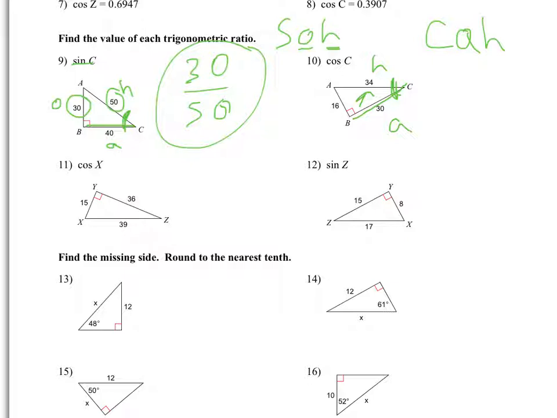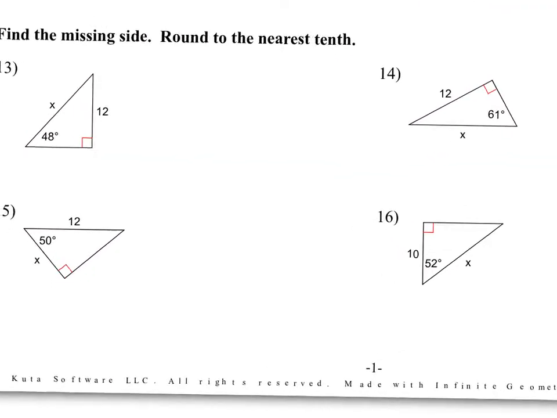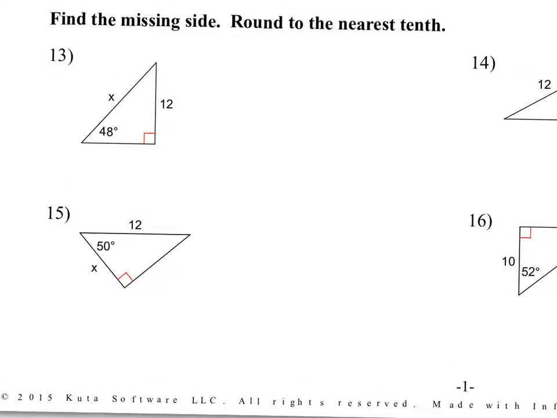All right, 13 through the back page, 22, these problems we're solving for a missing side. So we'll look at number 13 real quick as an example. We've got this angle, which is 48 degrees. We've got our hypotenuse, which is what we're looking for, and 12 is our opposite side.